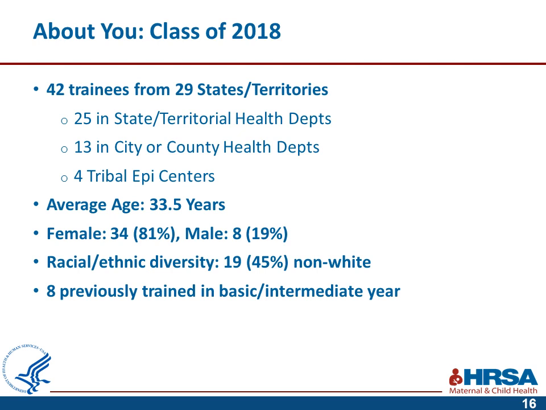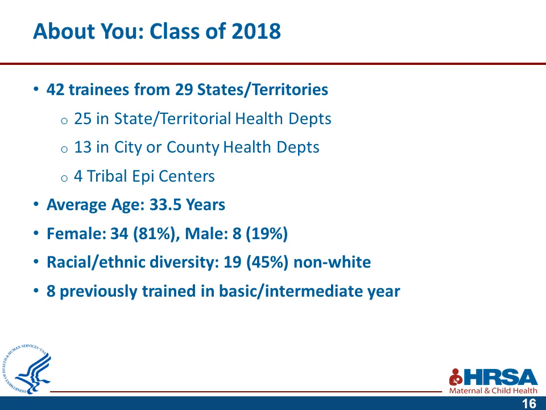So just a little bit about you. The class of 2018, we have 42 trainees from 29 states and territories. 25 of you are in state and territorial health departments, and 13 in city or county health departments, and 4 in tribal epicenters. The average age is 33 and a half. 81% are female. We have 8 males. That's actually more than we normally have, so that's nice to see.